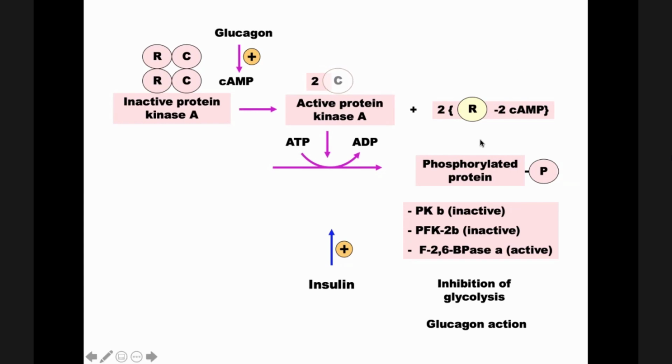طبعا في هذه الحالة بيكون عندنا البايروفيت كاينيز inactive، والفوسفوفركتوكاينيز بيكون inactive، والفركتوز 2,6 بيسفوسفاتيز بيكون active. تمام، وهذه الباثوي تسمى انهبيتوري للجلايكوليسيس، وهذه تكون في حالة إن الجلوكاجون فيه اكشن، يعني الجلوكاجون موجود.